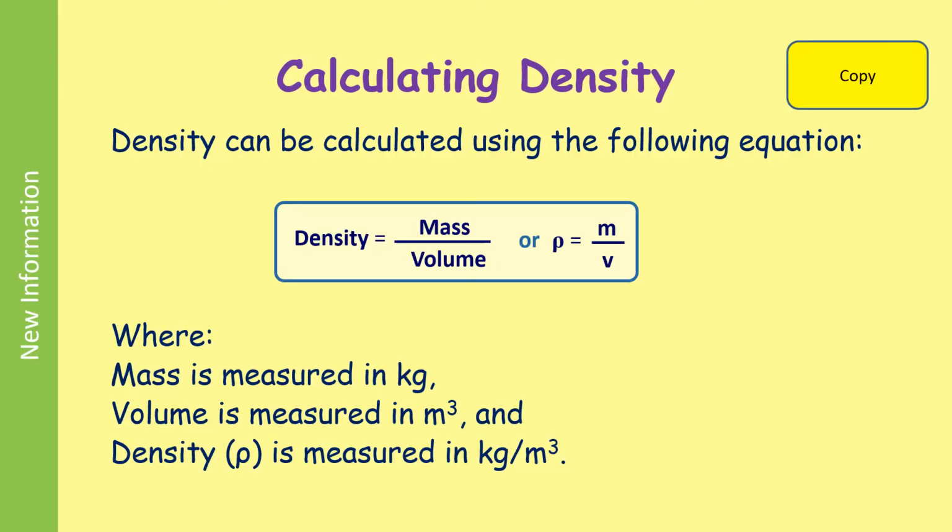You can work out density using this formula. To use it, you need to know two things: the mass of something and the volume. Once you know those two things, you can work out the density by dividing the mass by the volume. Density is often represented by this symbol. It looks like a P, but it's actually the Greek letter rho.